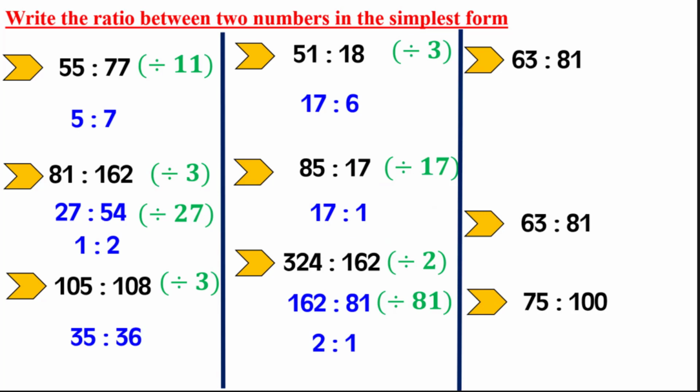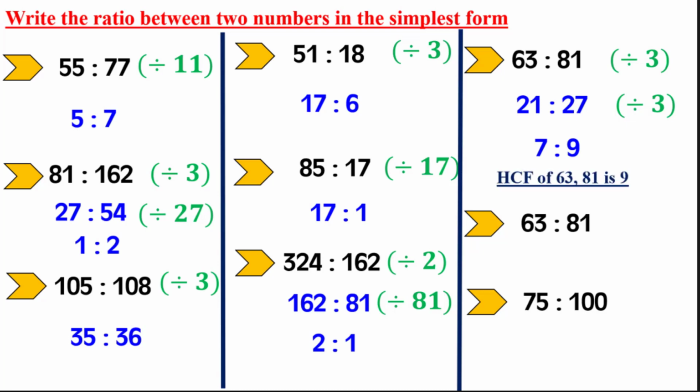63 to 81, we can divide here by 3. It will be 21 to 27. The two numbers are divisible by 3. Simplify, it will be 7 to 9. We can find the ratio 7 to 9 in the simplest form by your eye in one step. Just ask yourself, what's the HCF of 63 and 81? It's 9. We can divide by 9, the ratio will be 7 to 9.